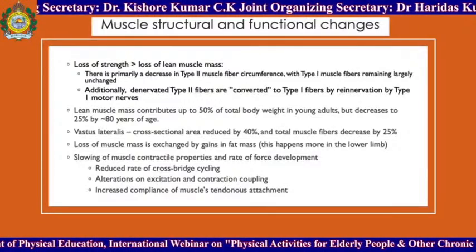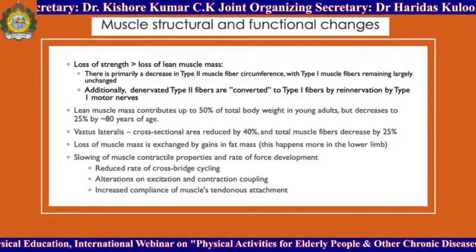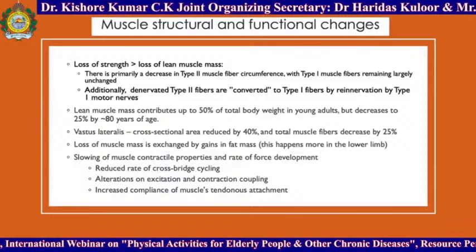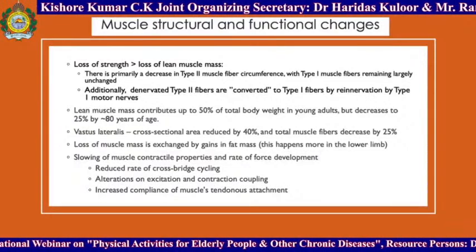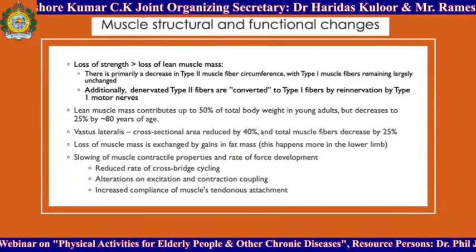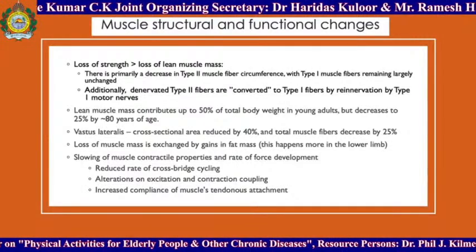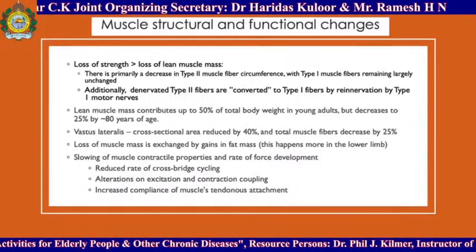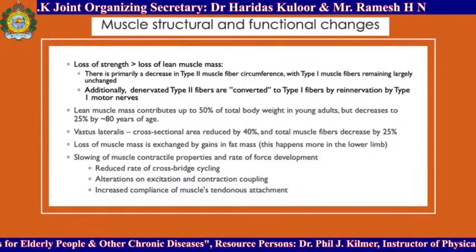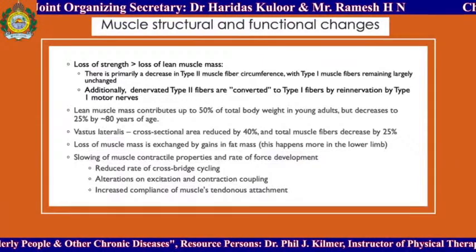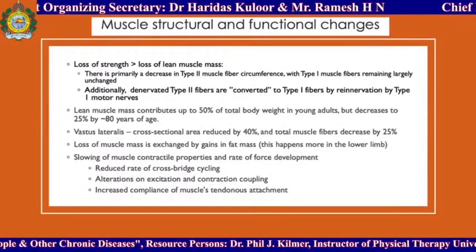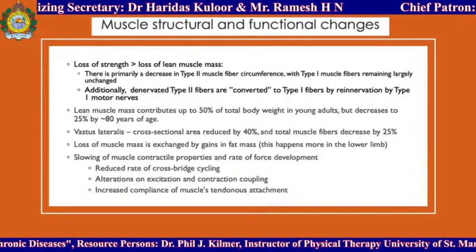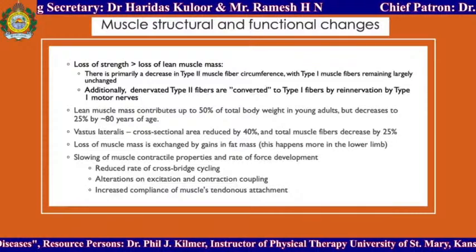So lean mass contributes up to 50% of total body weight in young adults. However, it decreases to about 25% by 80 years of age. We're talking about individual muscles. The cross-sectional area of the vastus lateralis reduces by 40%, and the total muscle fibers decrease by 25%. Again, we see loss of muscle mass exchange with that gain in fat, and we especially see that in the lower limb muscles, especially the larger muscles of the lower limb.